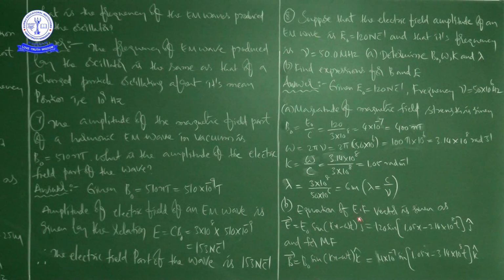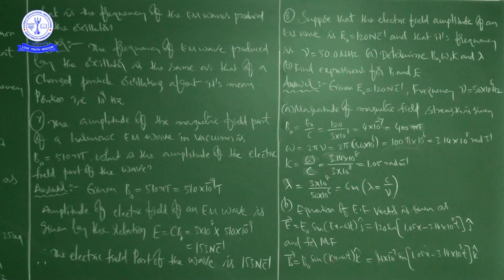Now, this is the expression we have, and we have to substitute. What is E naught given? That is 120 Newton per Coulomb into sine, and the k value is 1.05. So 1.05 x minus 3.14 into 10 to the power of 8 into t, into j cap. I already told you, the wave is moving along the positive x direction. It is very important to remember.